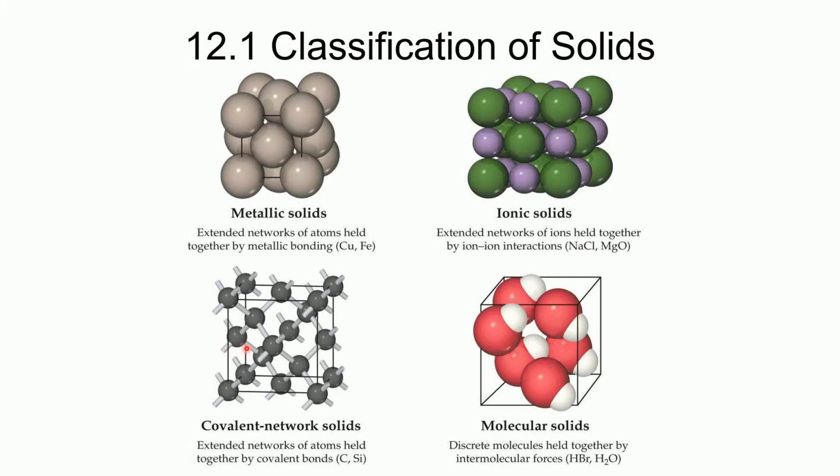We have covalent network solids. This is where the thing that's holding it together is going to be covalent bonds. And so diamond is an example of that, and I will show that to you here in just a moment. And then finally, molecular solids, the thing that holds those together is going to be intermolecular forces.